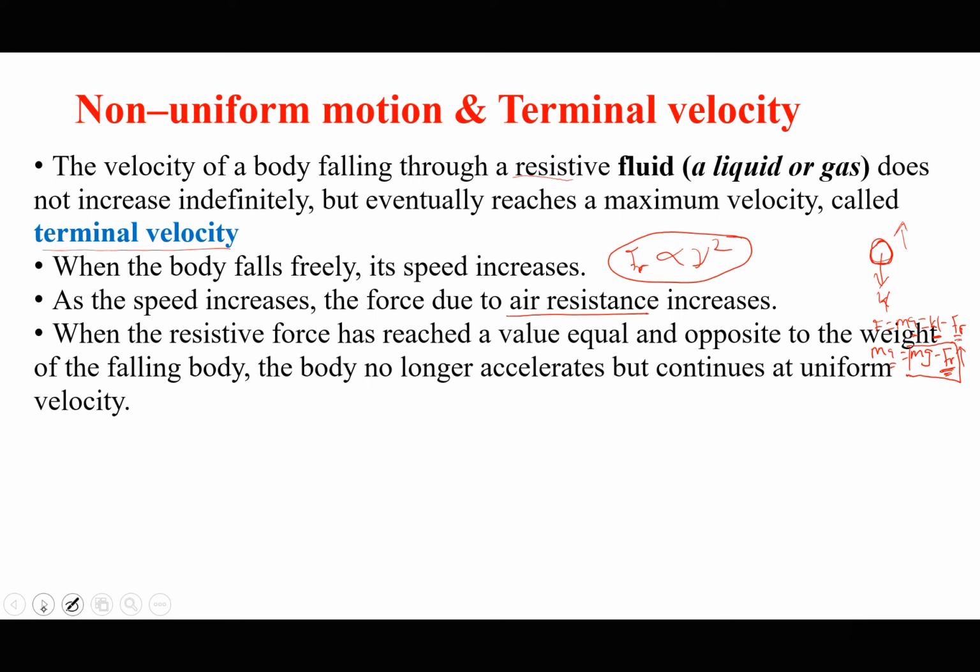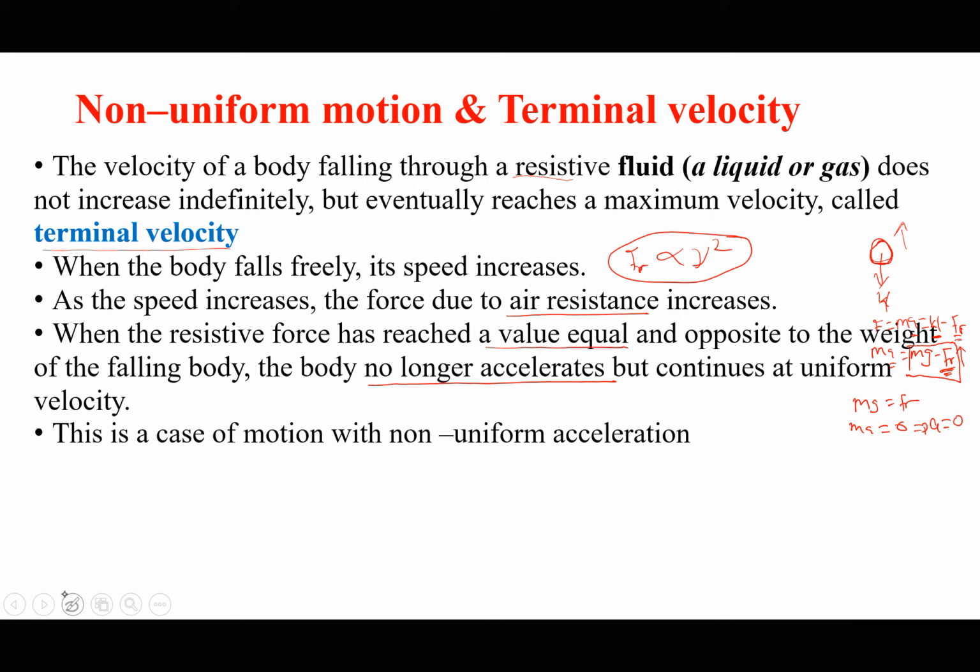When the resistive force has reached a value equal and opposite to the weight, so if F resistance is equal to the weight mg, it means ma will be equal to 0. So when the resistive force has reached a value equal and opposite to the weight of the falling body, the body no longer accelerates but continues at a uniform velocity. Here the acceleration is going to be zero. It no longer speeds up, but it will continue now at a constant velocity.